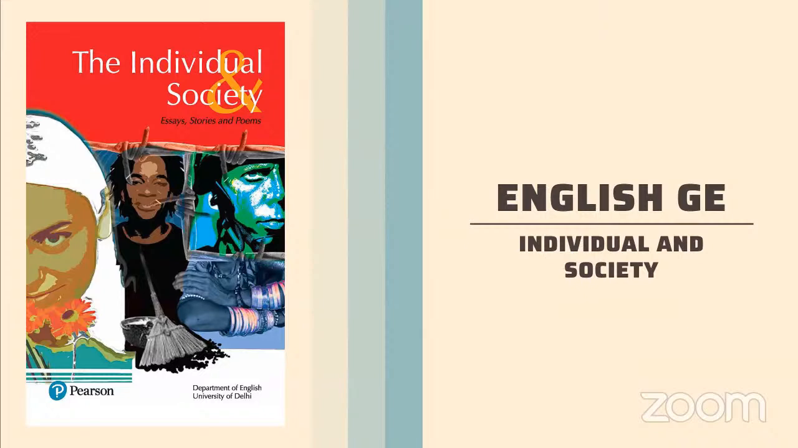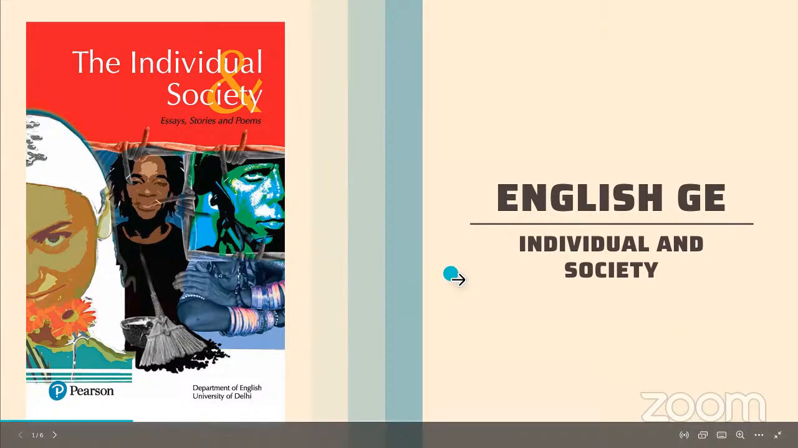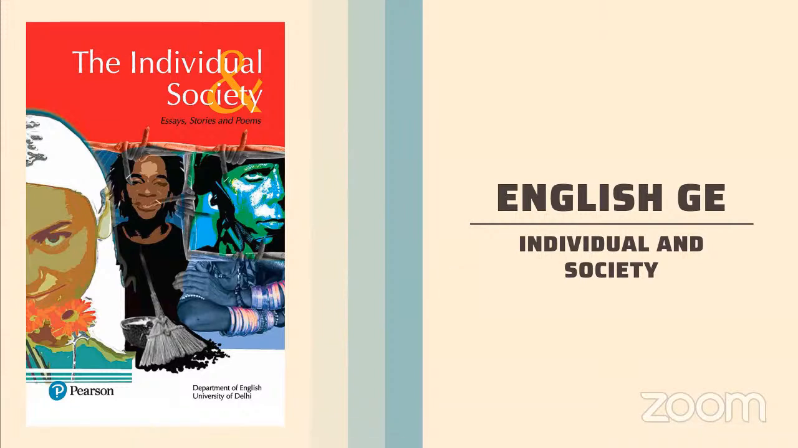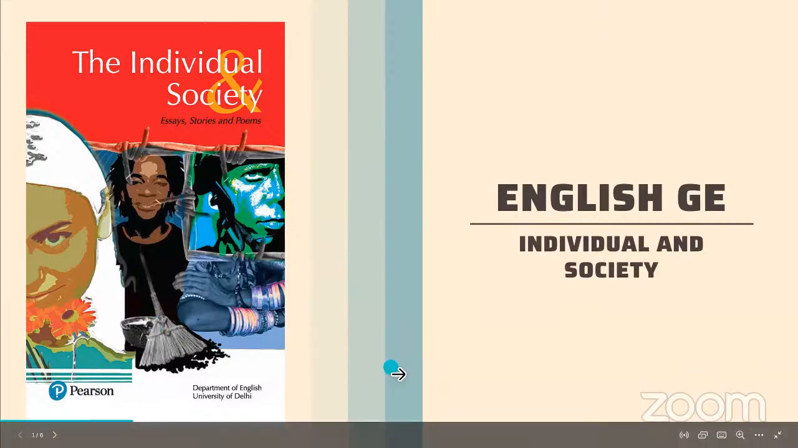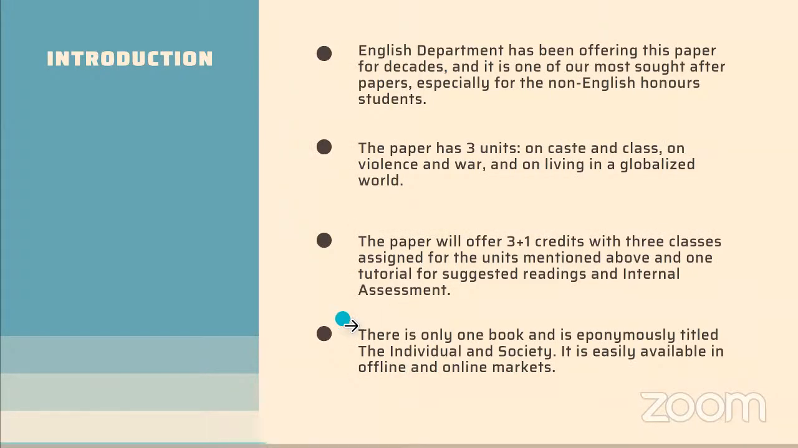But there are 5 sections in the paper itself. But because this paper is now being offered as 3+1, we are offering 3 units from the book itself. I'll just go over the units. The other thing is that we've been offering this paper for a really long time, and the reason that it is very sought after as a paper is because we have multiple sections, 5 sections to be more specific, which are coming from not only different time spaces but also different writers from across the world.